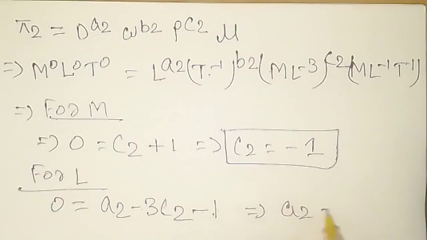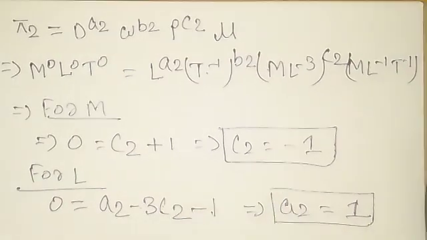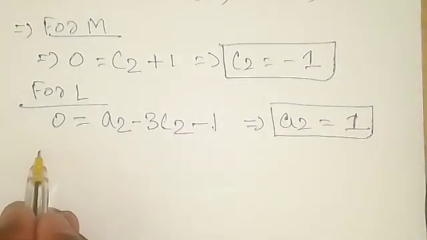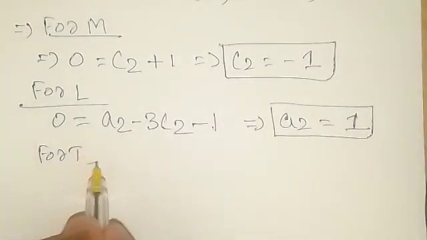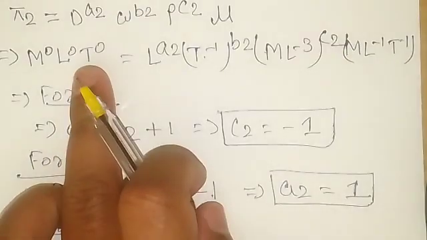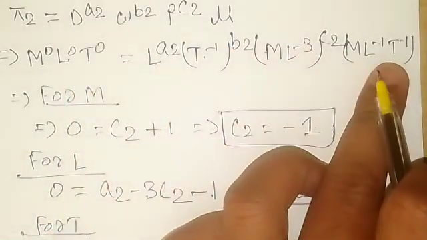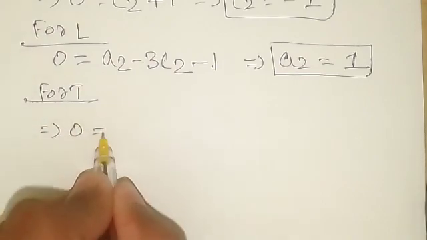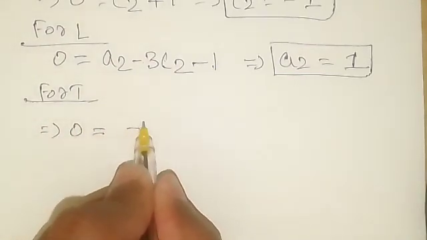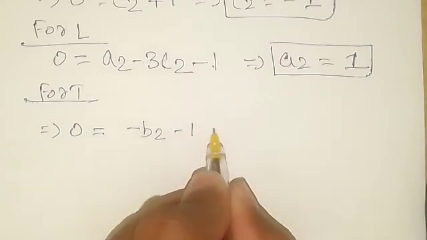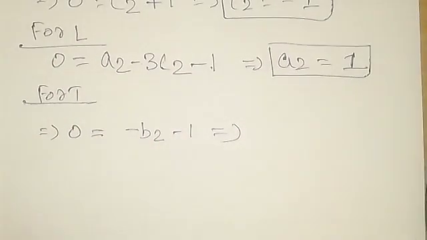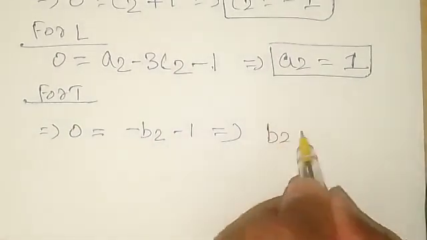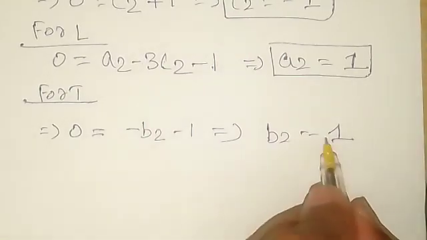All right, so this is simple maths. That 1 and 2 is standard math, right. a2 is equal to 1. Then you can find for t, right. So for t, the power is 0, minus b2 and minus 1, so we can say 0 is equal to minus b2 minus 1. That 1 goes to this side, so b2 is equal to minus 1, right.